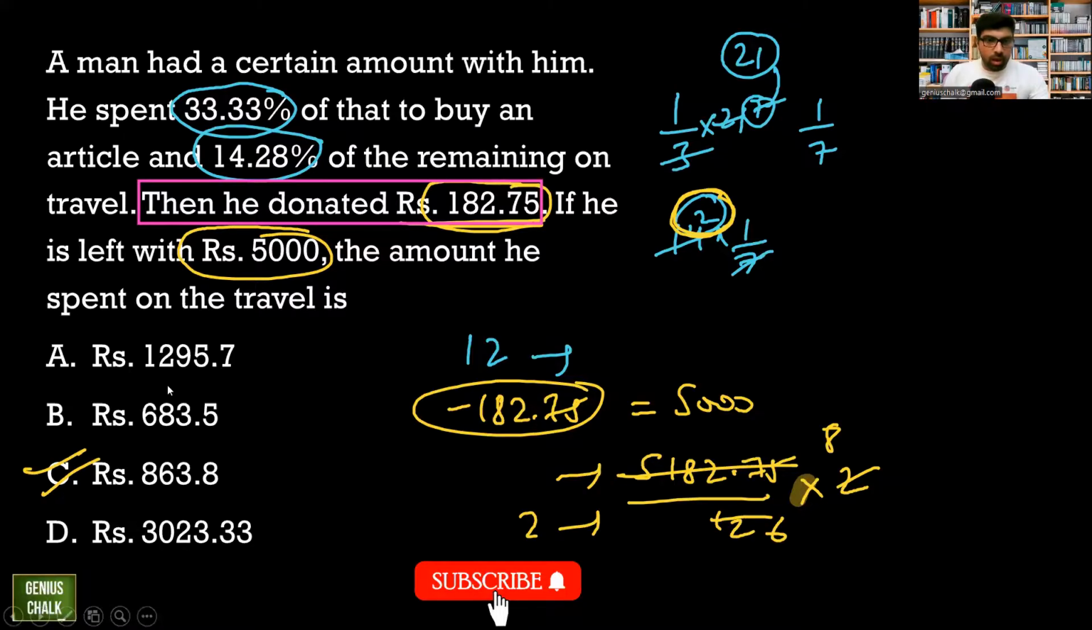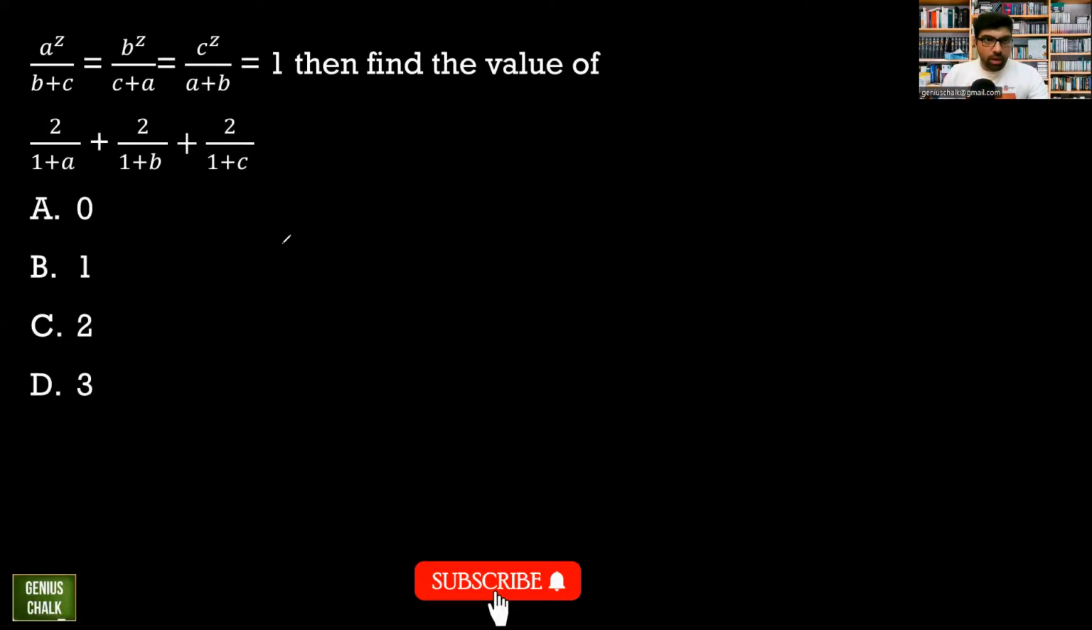Next one, question from the algebra. It says that a to the power z by b plus c, b to the power z by c plus a, and c to the power z by a plus b equals 1. Now, can you tell me which value will satisfy when these will be equal to 1? They are all equal, and you see these are proportions. When ratios are equal, we say they are proportions. Find the value of 2 by 1 plus a, 2 by 1 plus b, 2 by 1 plus c.